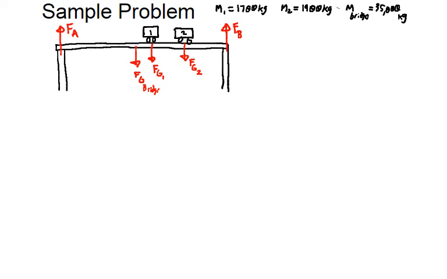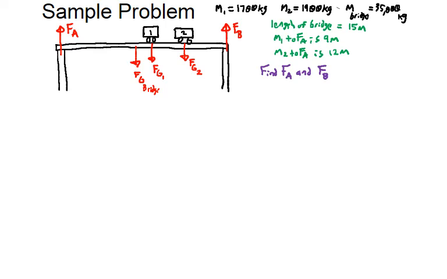And if we draw the forces, let's go ahead and use the same conventions here. We'll call FA on the left, the force of gravity of the bridge in the middle, FG1 and FG2, and then the force of the beam. The length of the bridge is 15 meters, and M1 to FA is 9 meters, and then M2 to FA is 12 meters. And we want to find out what FA is and FB.